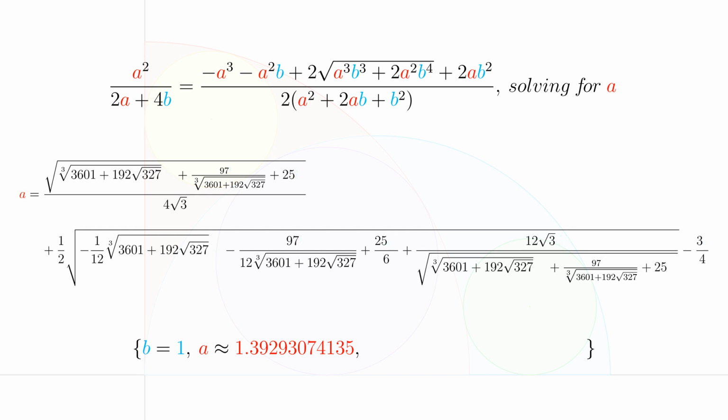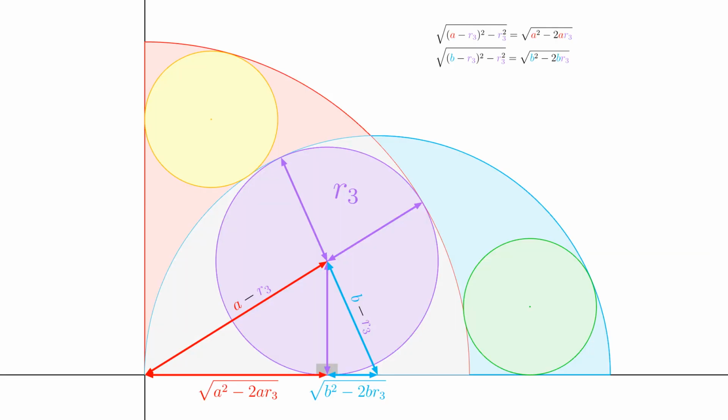Plugging this value for A back into our original equations for either R1 or R2, we obtain the value of equal radii. To recap, we know what value of A is needed to make the 2 smaller circles equal size. Our penultimate step is to calculate R3.